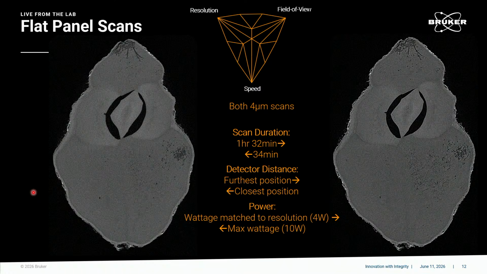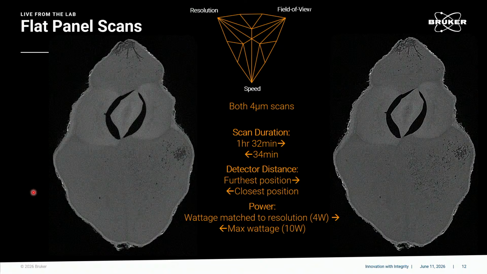Okay. And then the only thing that changed was the detector was as close as possible on the left, and then the power was maxed out. So I was scanning at 140 or 150 kV, and I had the wattage maxed out. So that's on the left. That's how I'd always run it. You just get the fastest data as possible. It's a 34-minute scan, and it looks great, right?